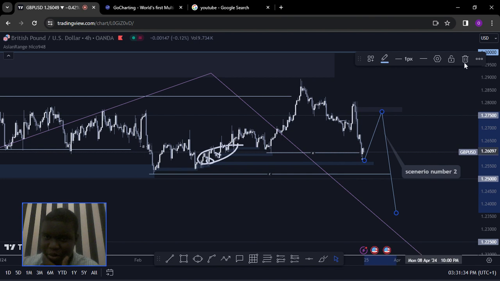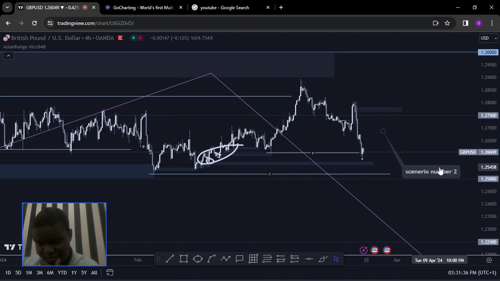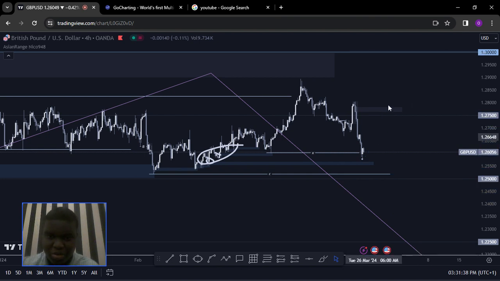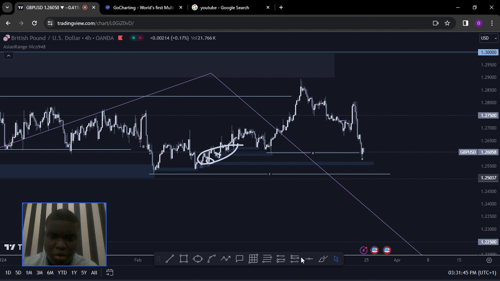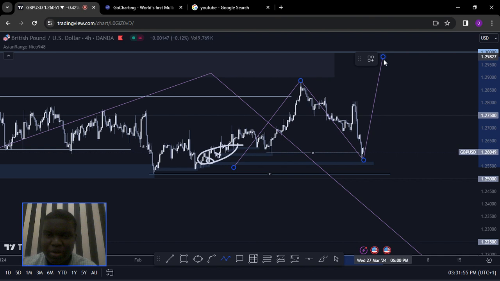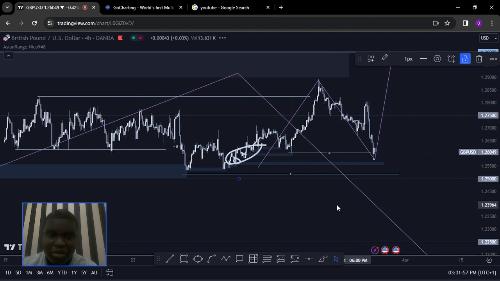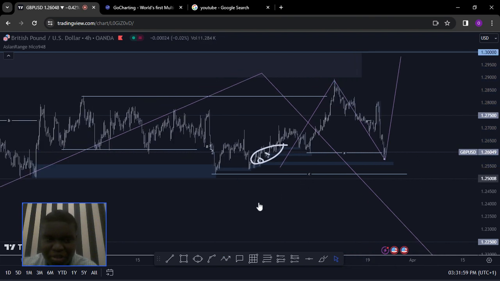Or remember I told you price is not yet confirmed bearish. We could still go higher. What we could see is the market doing this, coming back here and continuing deeper into the supply zone because we have not confirmed the bearish move.